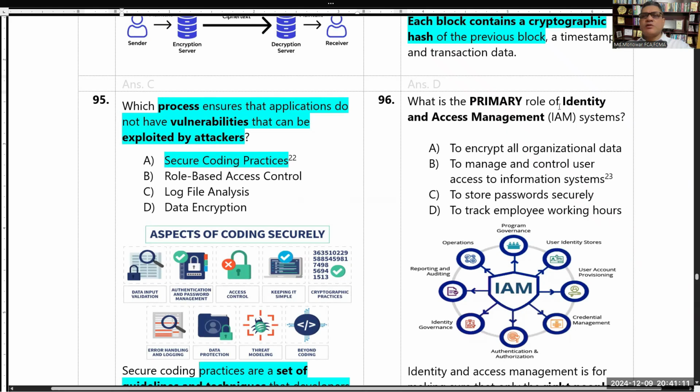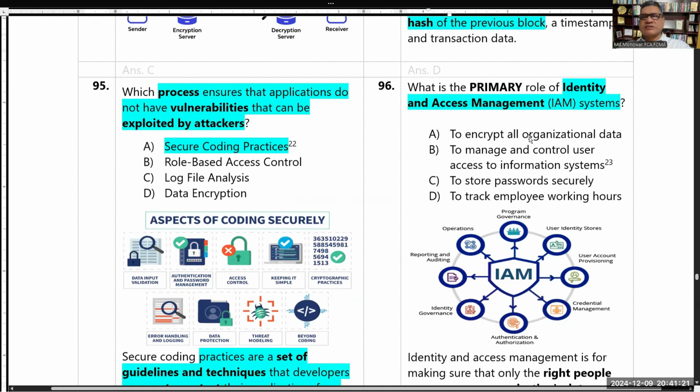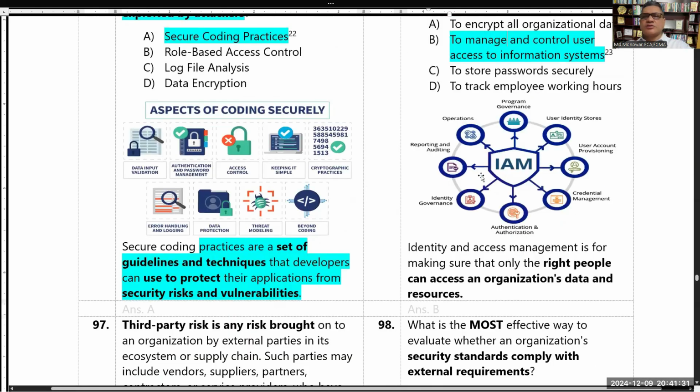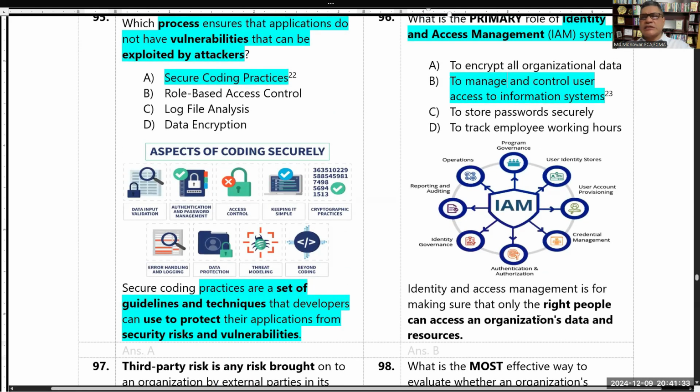What is the primary role of an identity and access management system? The primary role of identity and access management systems is to manage and control user access to information systems. Answer B. So, identity and access management is for making sure that only the right people can access an organization's data and resources. Answer B.